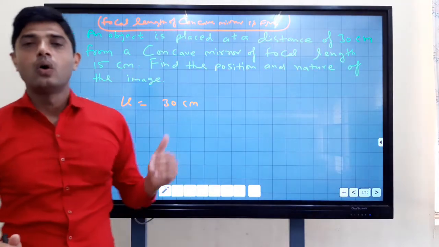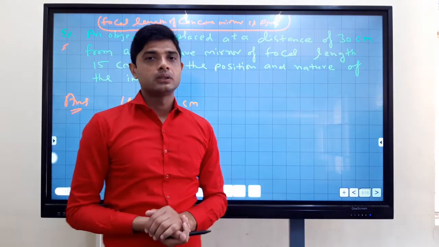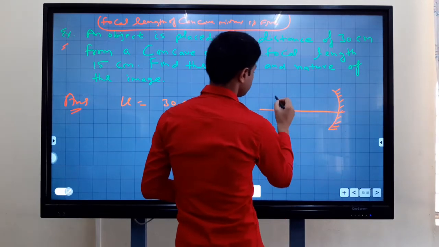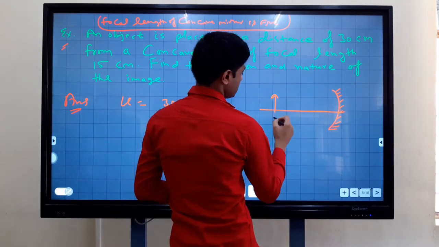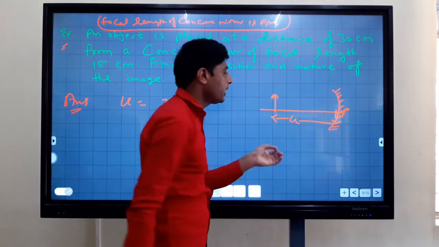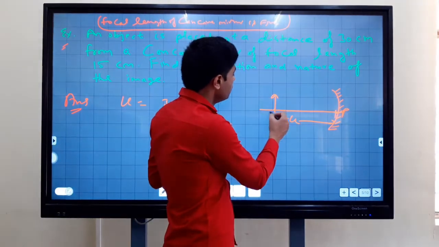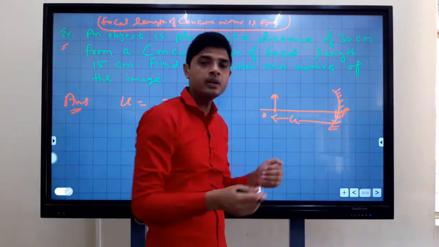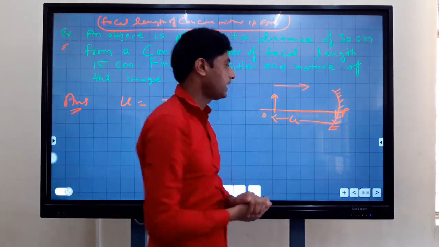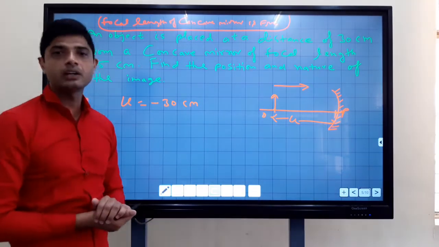As you know, the object is always placed in front of the mirror. The distance is u. We have to measure distance from the pole of the mirror, so we move from P to O. It means in the opposite direction of the ray of light. It means u is negative according to sign convention.